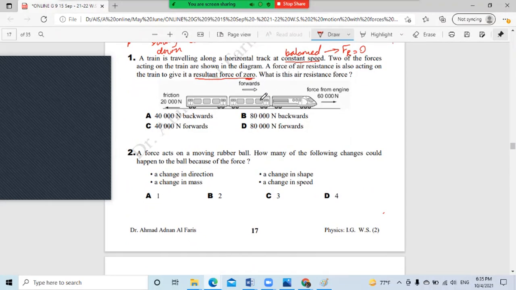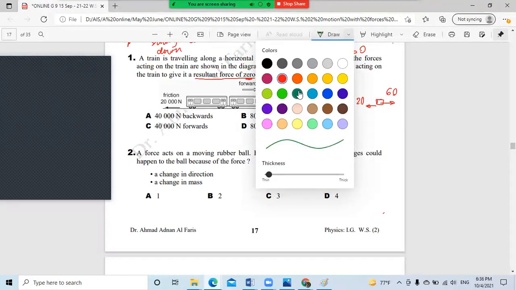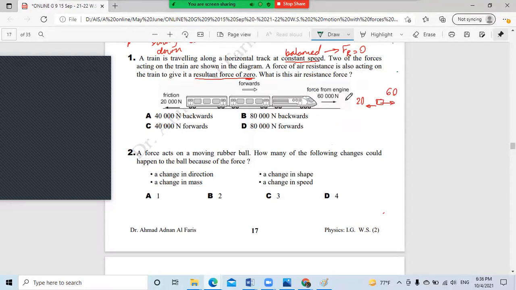What is the air resistance? As you can see, this is the train. We have a force from the engine of 60 kilonewtons, and a friction force backward of 20 kilonewtons, 20,000 newtons. We know that the air resistance acts in the opposite direction of the motion. So in which direction does the air resistance act, forwards or backwards? The train is moving forwards, so the air resistance acts backwards.